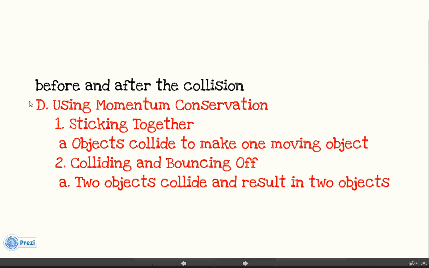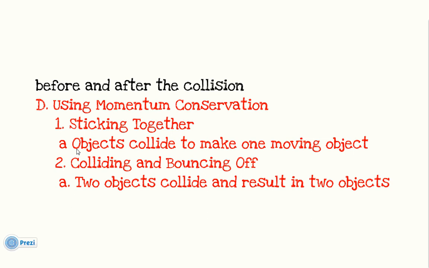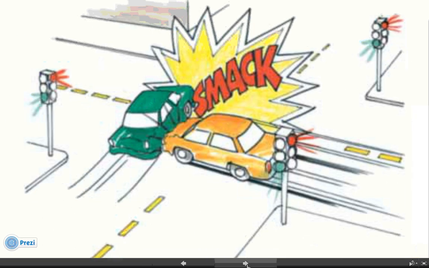Last one. Using momentum conservation. Okay, objects can stick together when they collide to make one moving object. Or, Ethan, they can collide and bounce off, where two objects collide and result in two objects. Okay, so this is plus, plus equals one thing. This is plus, plus equals plus, plus. All right, so I want you to tell me, is this a sticking together or is this a bouncing off? Okay, in this type of collision.